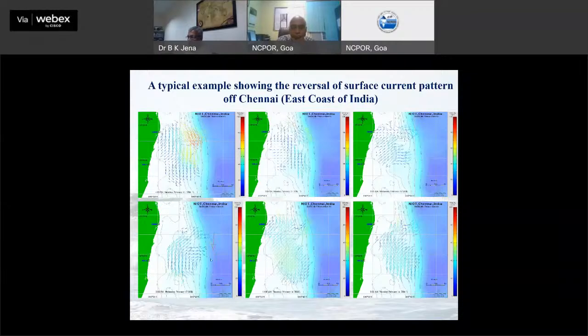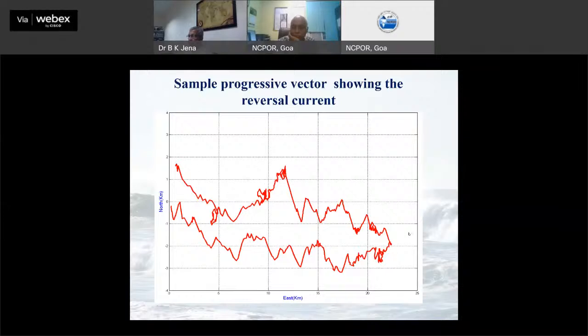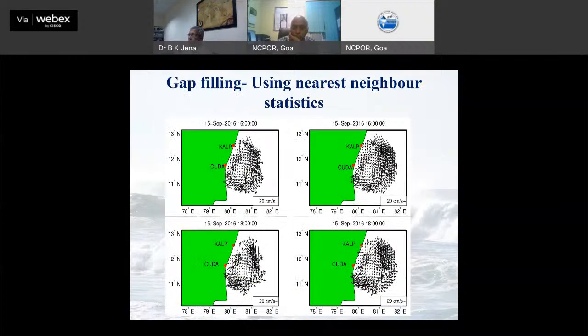And you see on 13th February, 15th February, the entire current pattern has converted towards north. So between 11th February, 13th February, and 15th February, within 2 days, 13 to 15, the current pattern along the entire east coast has changed. And this is what your reverse progressive vector shows when you plot it in one current, you will come to know these things.